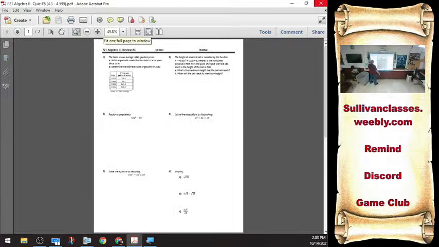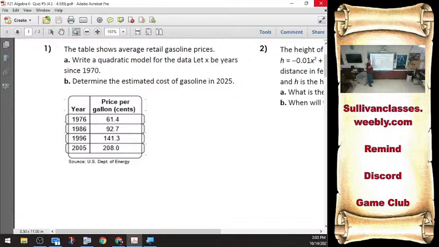So, starting with, we did 4.3, 4.4, and 4.5. So, we start off with modeling. If I give you a bunch of junk in a table, can you get me a quadratic model for it? I hope so. We've spent a grand total of 5 days on regression in here, maybe 6.